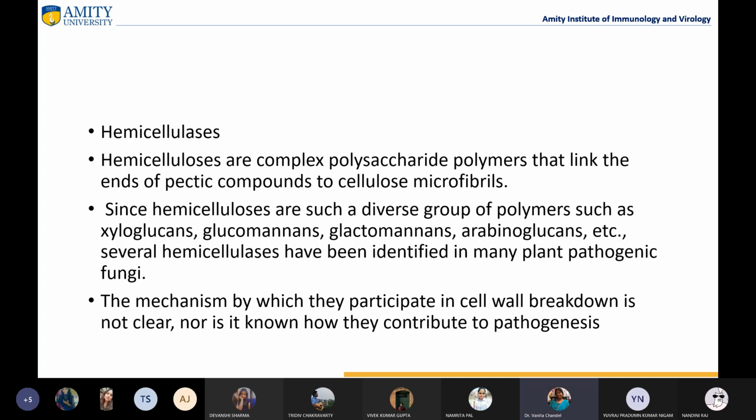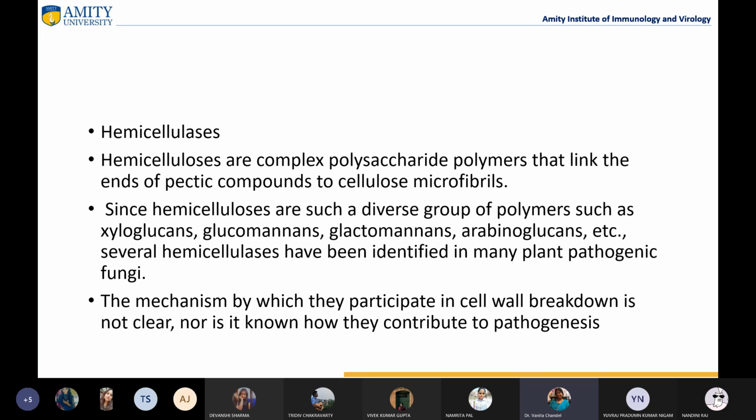Then we have hemicelluloses. Again, hemicelluloses are complex polysaccharide polymers which link the ends of pectic compounds to cellulose microfibers, right? Since hemicelluloses are a very diverse group of polymers such as xyloglucans or galactomannans or arabinoglucans, right? So several hemicelluloses have been identified in many plant pathogenic fungi.